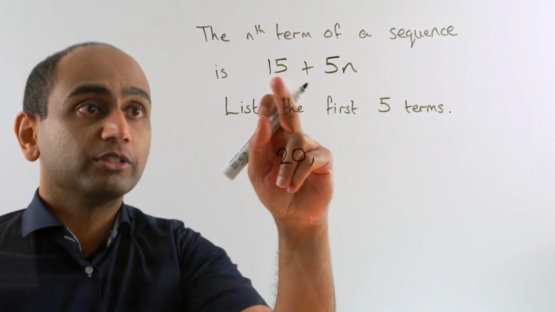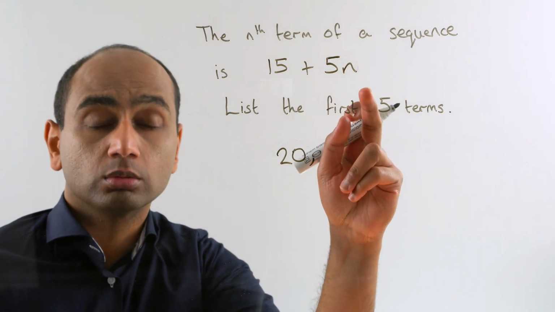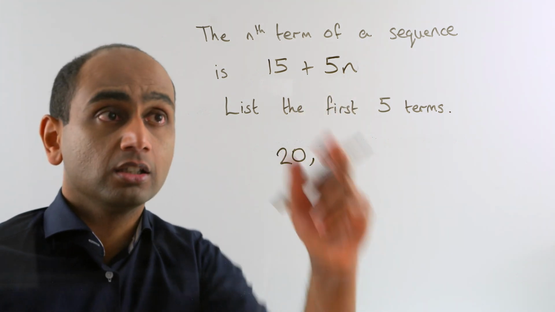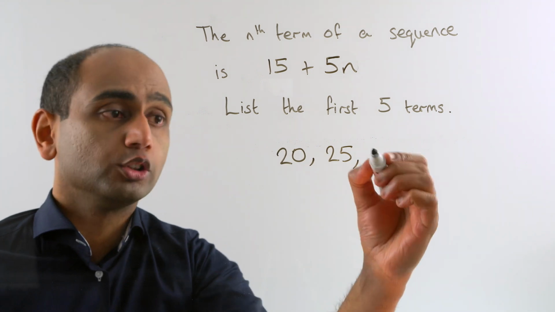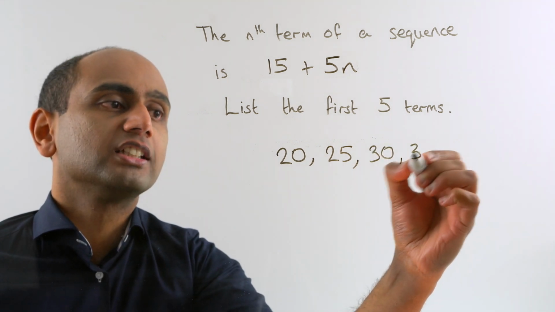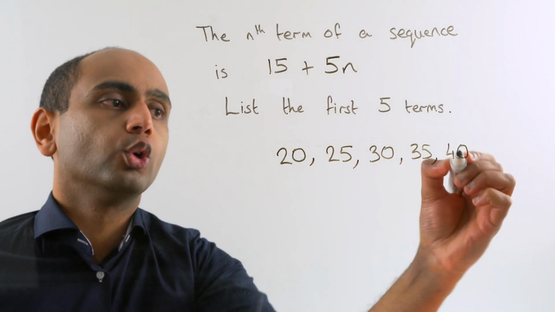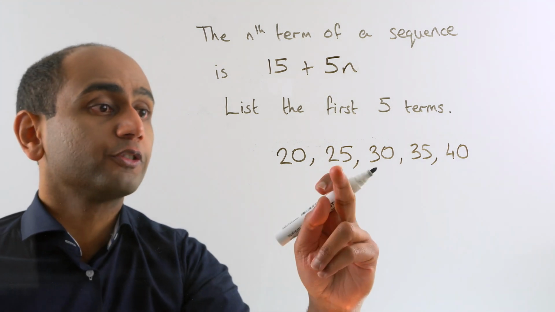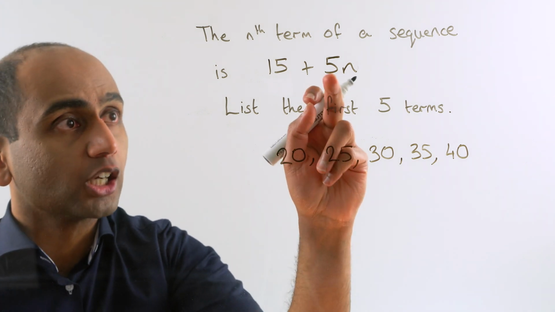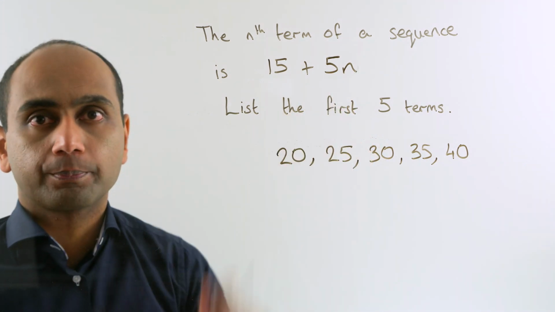The second term would be 15 plus 5 times 2. 5 times 2 there is 10. So 15 plus 10 gives us 25. Carrying on, you should have got 30, 35, and 40. Notice that this sequence is going up in steps of 5, which is the coefficient of n right there.